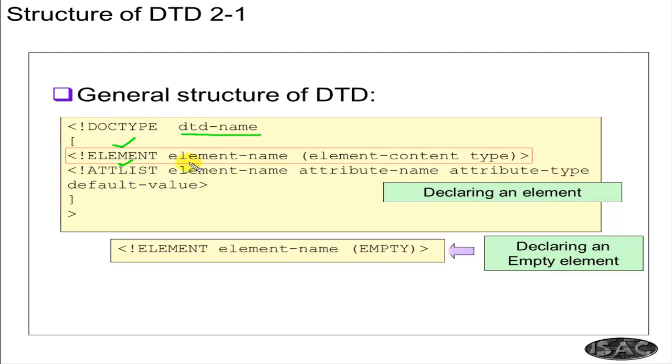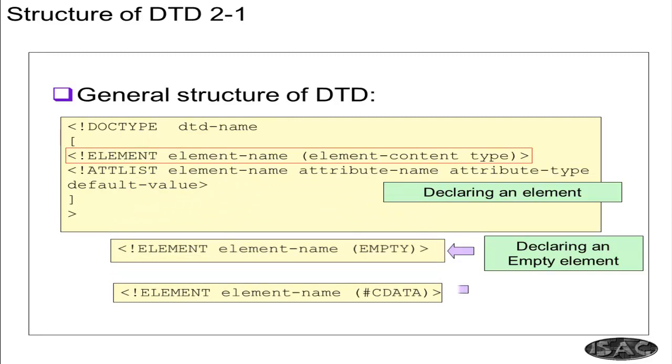Now here it starts with element name, element content, and type. Again attribute: element name, attribute type, default values. So what it means is that this element can have a child element of this type, and this element can have an attribute with this name, of this type, and with this default value. Now let us see how it looks.